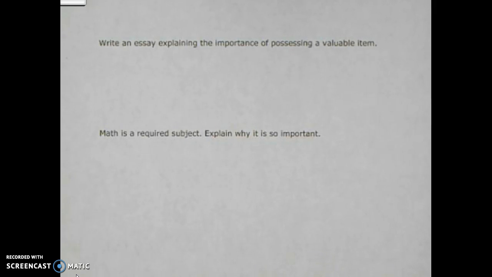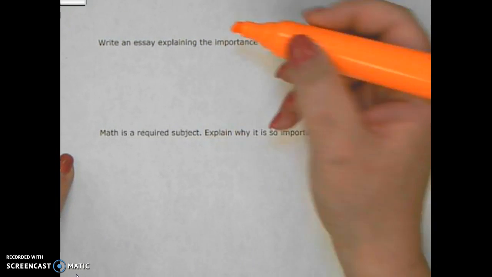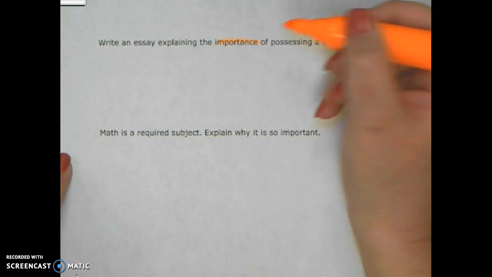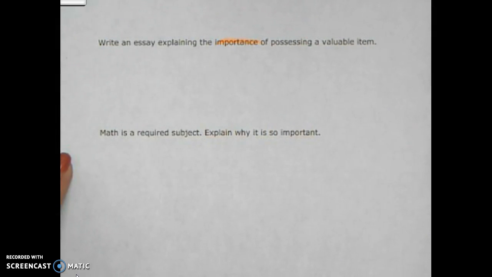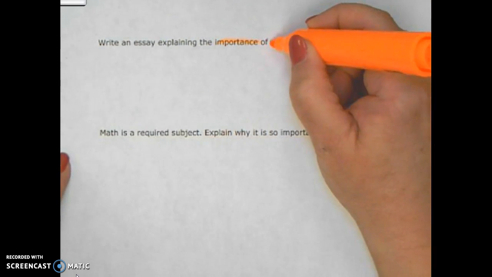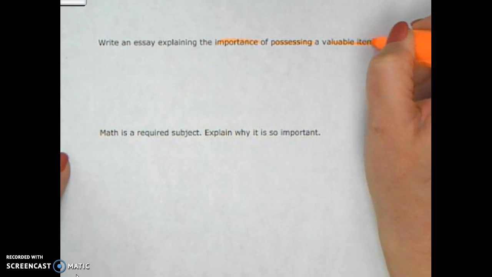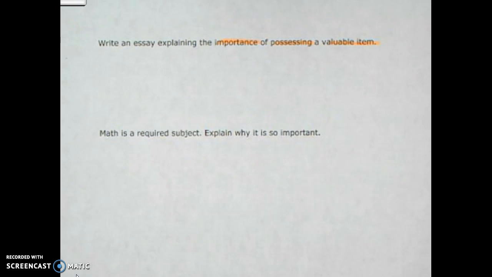in this prompt. For us, we know we're writing an expository essay, so we know we don't need to highlight explaining because we know we're explaining. That's what expository does. So we know we need to highlight importance, and we know we need to highlight probably possessing and valuable item. So those are some of the words that we could possibly put into our thesis statement that we are now going to write.